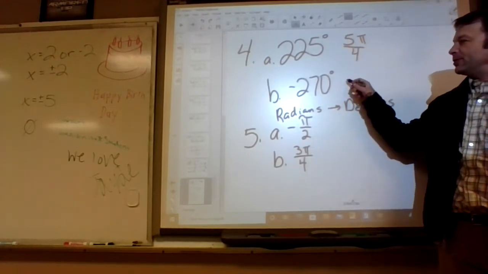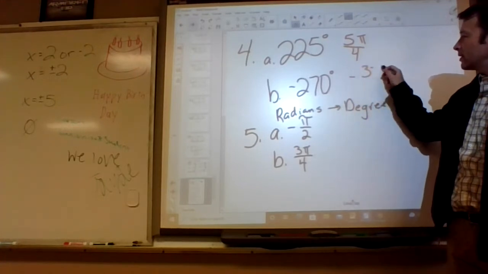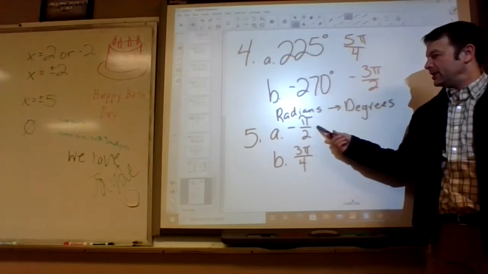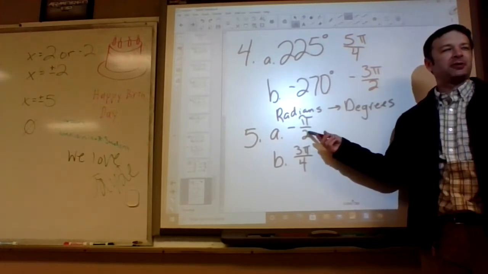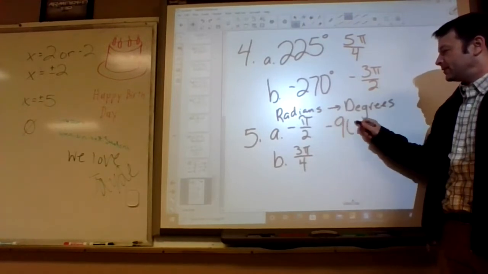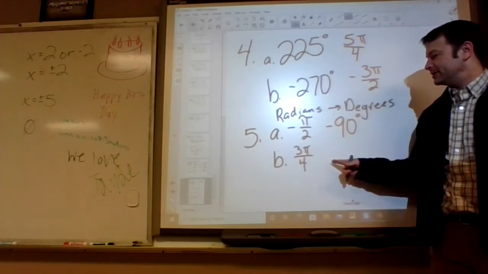What'd you guys get for B? I just got a 3 pi over 2. Okay, hopefully you guys got that. How about A? You guys might remember this one, pi over 2. You remember that one? 90. If you don't remember, you guys plug it in. 3/4 pi. 135.